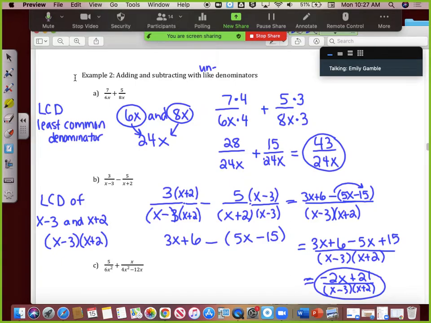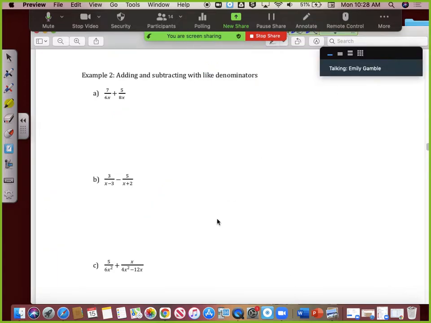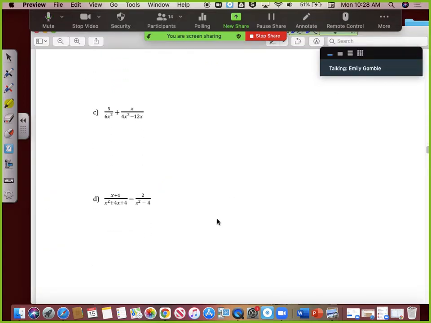I feel like the hardest part with these problems is finding the least common denominator and then understanding the method behind it, why you take this fraction and multiply it by this, and why you take this fraction and multiply it by something else. And letter C is an example of that difficulty. So letter C, we have here 5 over 6x squared plus x over 4x squared minus 12x. Now, neither one of these looks the same to me.